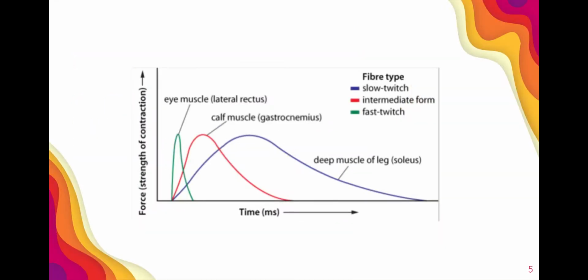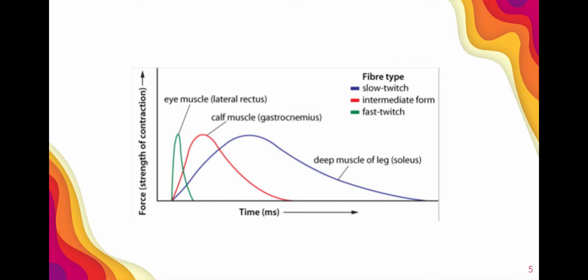This is just a graph, and you have a space in your notes to show the different types. You have the length of time in milliseconds, and then the force and the strength of the contraction. You'll notice that the force and the strength of the contraction don't change. A muscle has a threshold it has to meet before it will contract, but once it contracts, it does so with the same contraction strength each time.